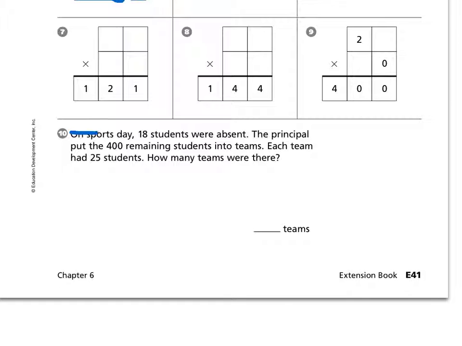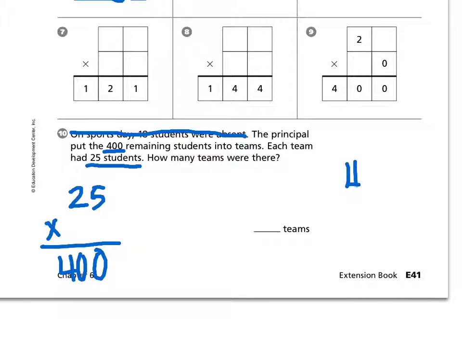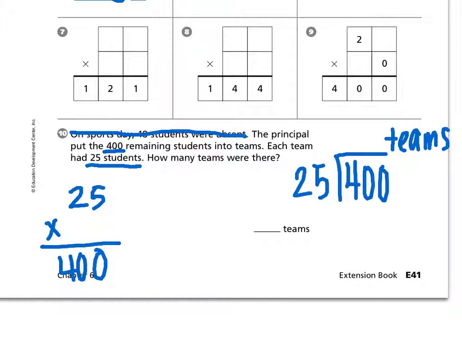So first off, I know that this first part right here does not need to be included. Cross it out so you don't get confused. I know that there's 400 students and that they're going to be in 25 students per team. So I can do two things. I can set up 25 times what equals 400, or I can do 400 divided by 25, and that will equal the total amount of teams. Use the strategy that works best for you in order to solve this problem.